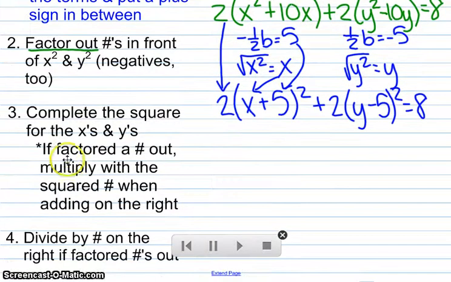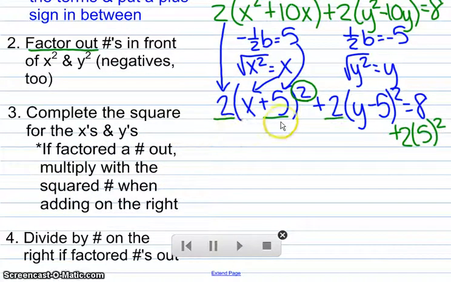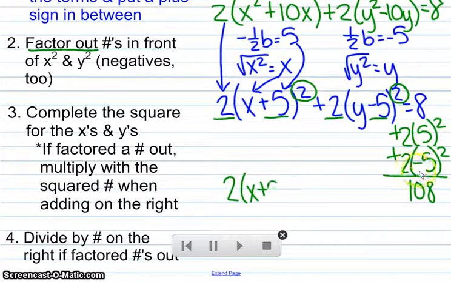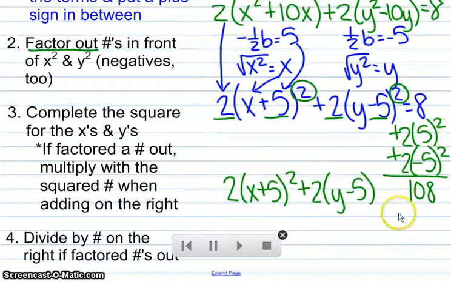Now, if it factored a number out, it needs to multiply with the squared number when adding on the right. So we should have the 2 times the 5 squared. Do the squaring first and then multiply when you're going through and typing it in your calculator. Otherwise, you'll end up with wrong answers. And when you go through, 5 squared is 25 times 2 is 50. On the next one, you end up with a 50 as well. 50 plus 50 plus 8 is 108.